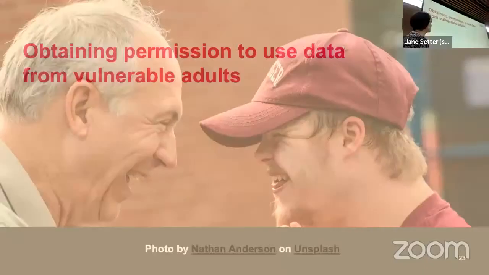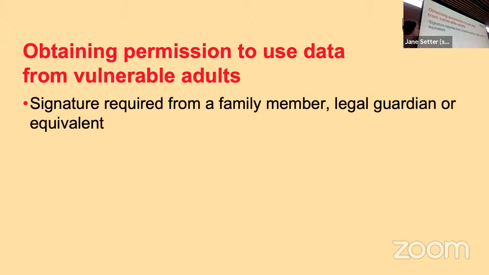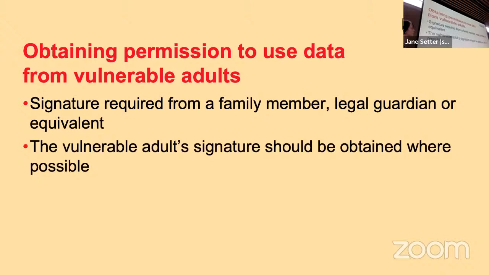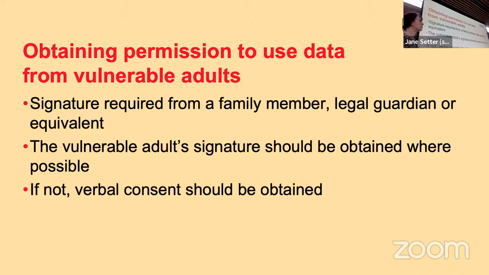So for vulnerable adults, a signature is required, as usual, from a family member, legal guardian or equivalent. And the vulnerable adult signature should be obtained when possible. And if not, then we need to get verbal consent. So that's just a couple of things about that.